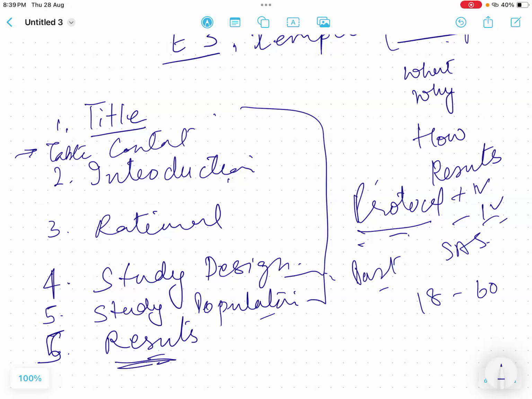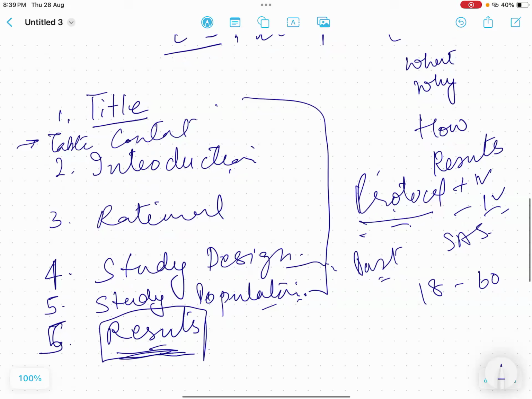Now, results are very important. All these sections till study population you can take from a protocol. That means you need not wait for results. You can prepare it before. Only thing, do the small changes.